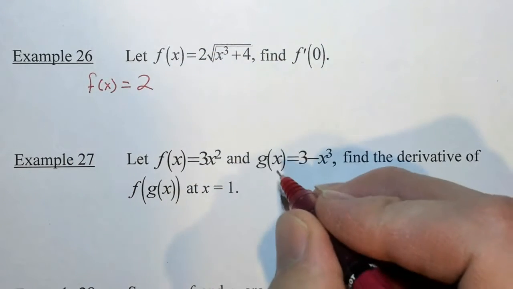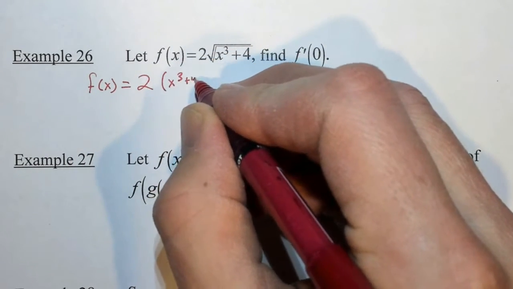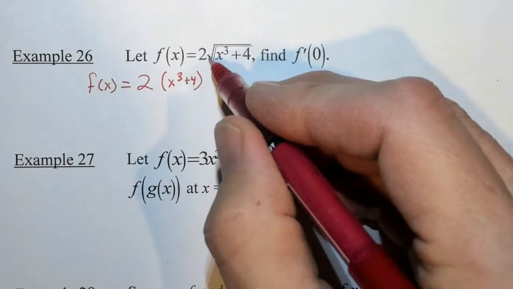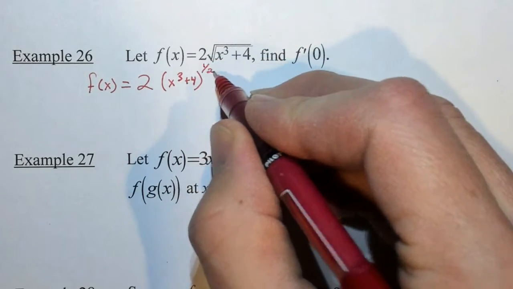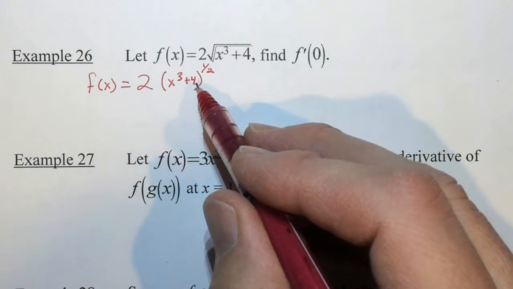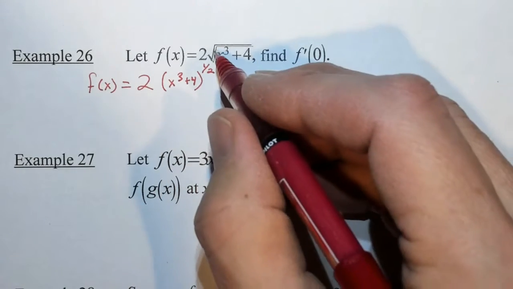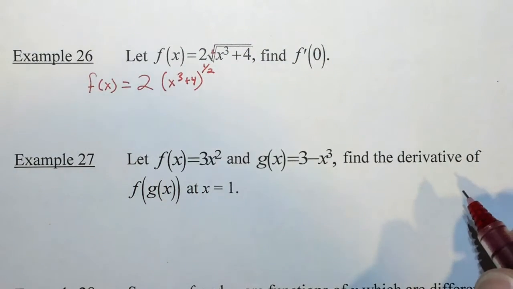The 2 is a coefficient, it's going to stay right there. X cubed plus 4 is our inner function. We're taking the square root of that. We know from algebra class that the square root of a function is the same thing as the function raised to the 1/2 power, because this is x cubed plus 4 to the first power, and we're taking the square root, so there's an unwritten 2 right there inside the v of the radical.